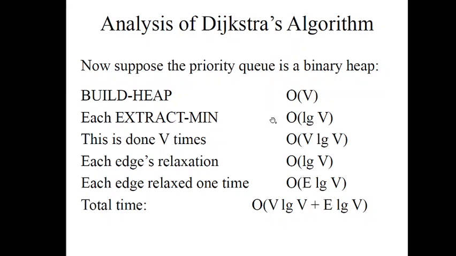Now suppose that the priority queue is a binary heap, then building the heap will be order of V, then extract minimum is a very fast operation, log V, and this is done V times, therefore V log V, and each edge relaxation takes log V. Each edge is relaxed one time, that is E log V, and the total time will be V log V plus E log V, and the bigger value will be E log V.